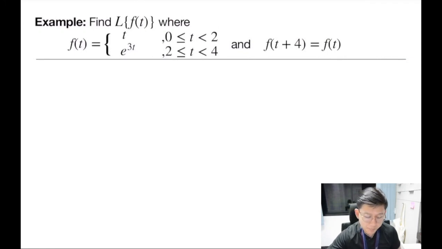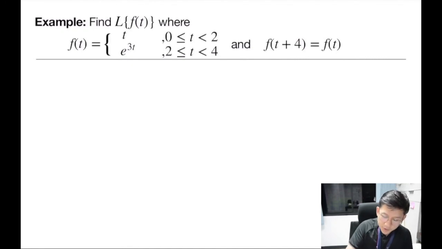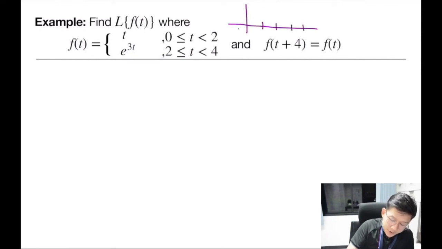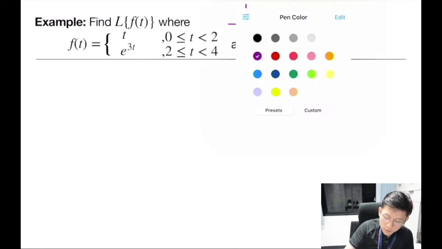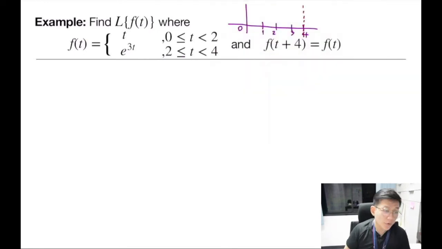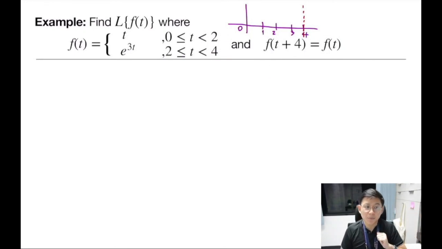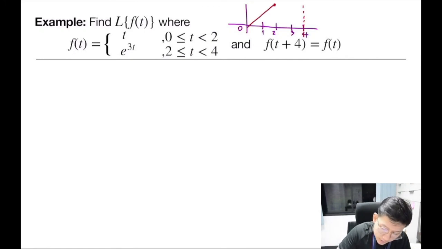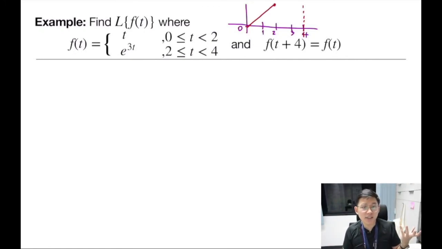For example, this one: you want to find the Laplace transform of this f(t), which involves t and e to the 3t. And as you can see here, the function is defined from 0 to 4, because when t is 0 to 2, it's linear, and when t is 2 to 4, it is then exponential, right?